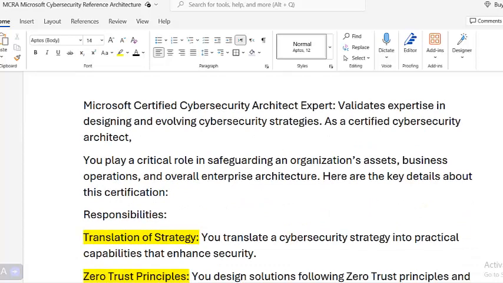The Microsoft Certified Cybersecurity Architect Expert validates expertise in designing and evolving cybersecurity strategies. As a certified cybersecurity architect, you play a critical role in safeguarding an organization's assets, business operations, and overall enterprise architecture. Here are the key details about this certification.